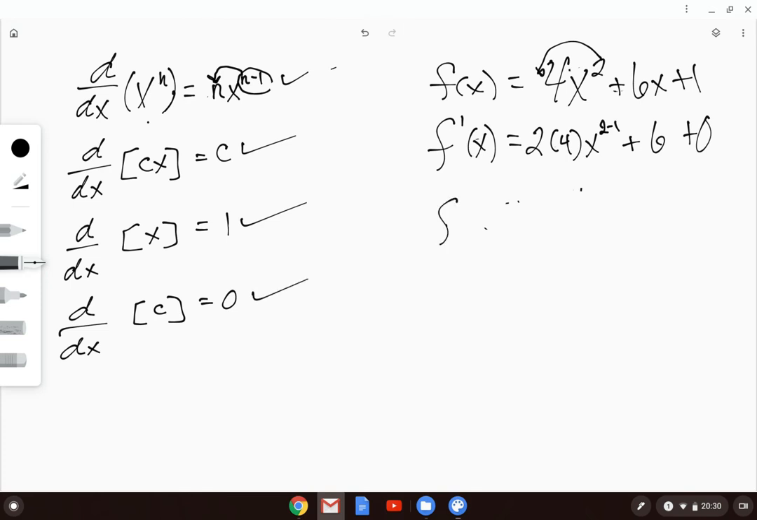So 2 times 4 is going to be 8x. 2 minus 1 gives me that, again, that variable of 1 there. So I have 8x plus 6. So the derivative function of 4x squared plus 6x plus 1 is going to be 8x plus 6.